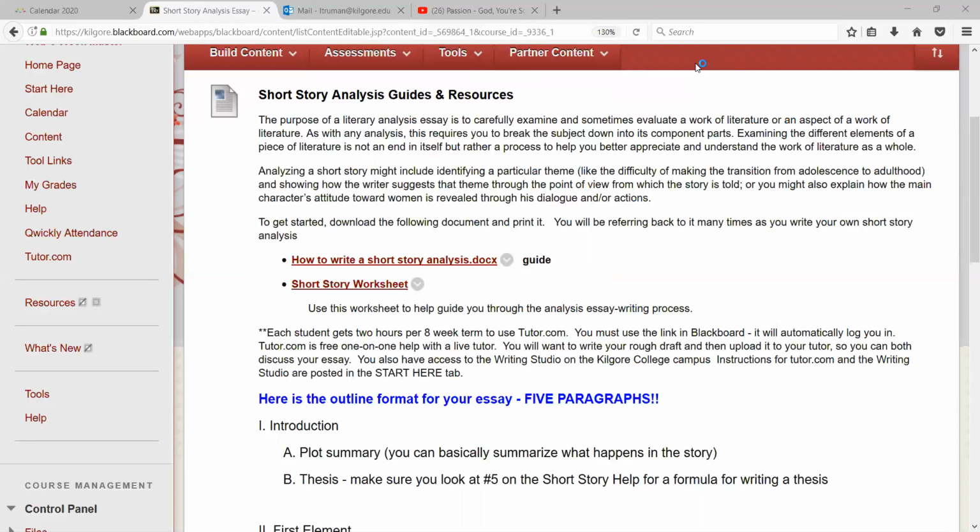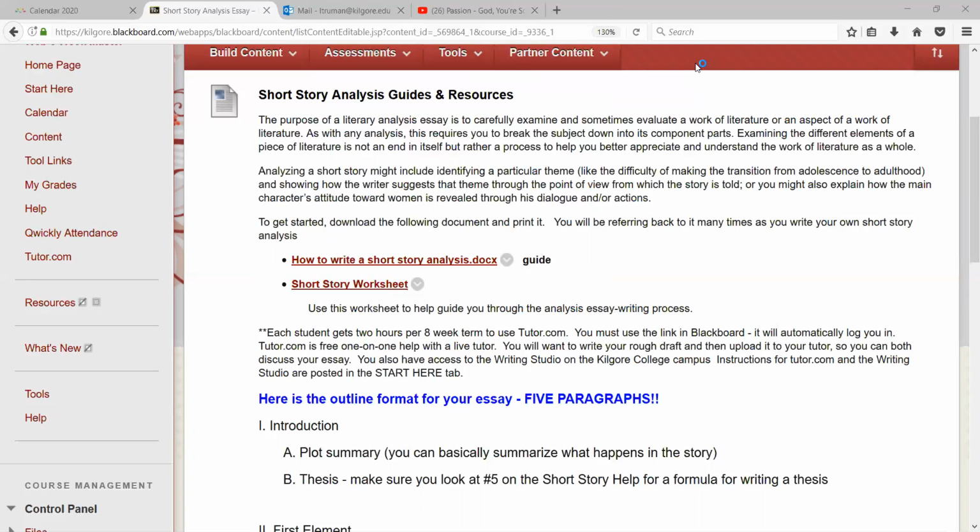There is really no right or wrong answer as far as what you think the story means. If you can back it up with the analysis and with the figures of literary elements that we've been talking about, then you should do a really good job.